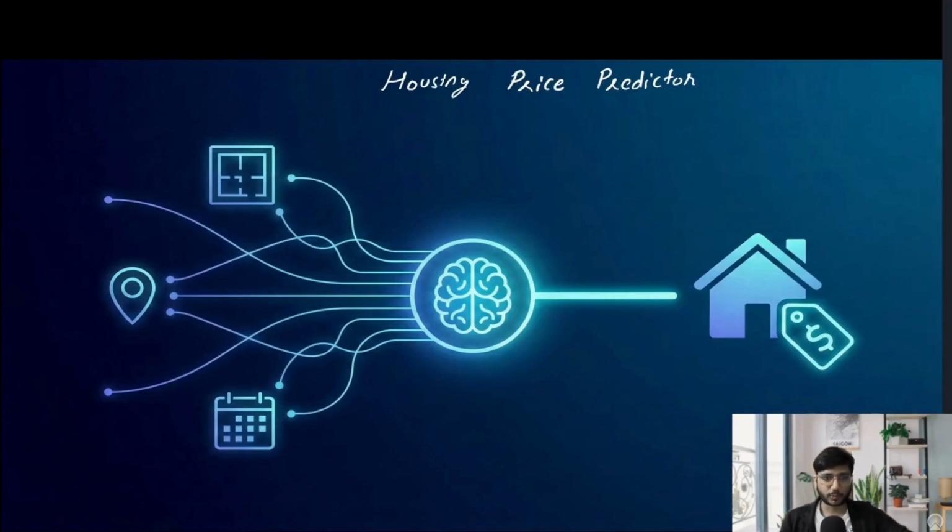Let's start with the first project, Housing Price Predictor. In this, we are given a data set with lots of house features such as their area, number of bedrooms, number of bathrooms, and we have to predict the house price if a new piece of information comes in.